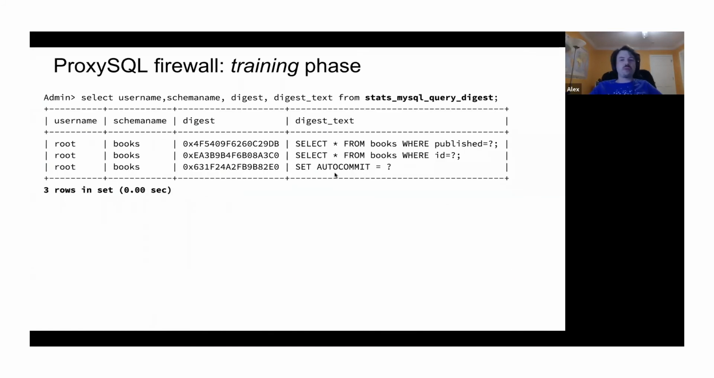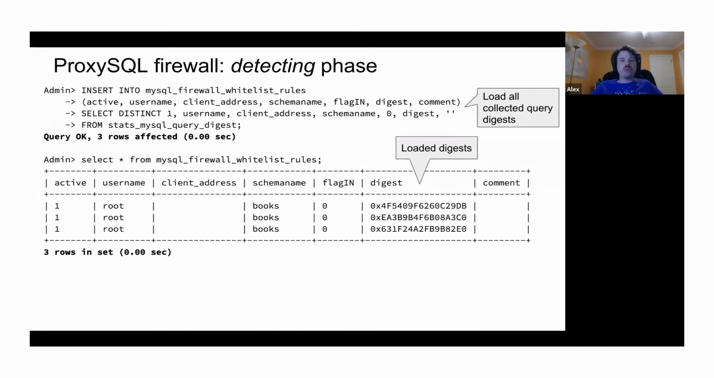Here's the probably better slide to display the SQLs. So we are looking into this table called stats, MySQL Query Digest, and we are seeing digest text and generated digest. After we trained it, we will need to create the firewall whitelist rules. So what we're doing here is loading our generated digests to the whitelist rules. And then we can select from the whitelist rules and see that those are loaded.